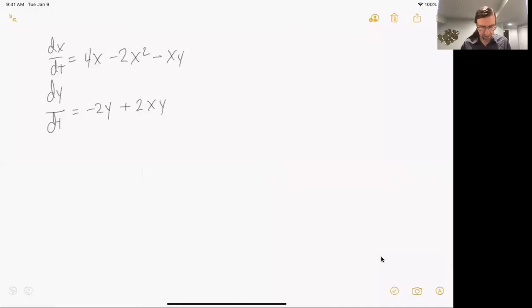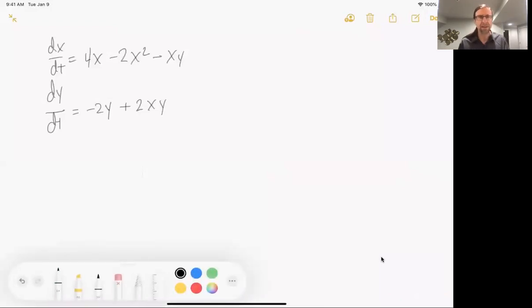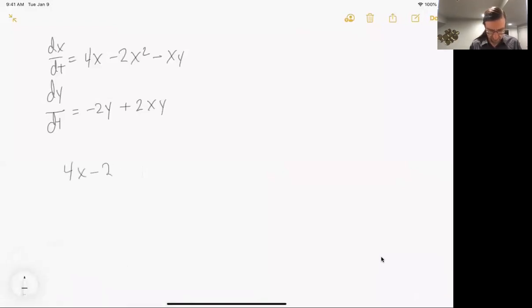So let's just get started. To find the equilibrium points, we set both equations equal to 0, okay? So we've got to set 4x minus 2x squared minus xy equal to 0. That's the first equation. And minus 2y plus 2xy equal to 0, right? Now, to have an equilibrium point, both these equations have to be 0 at the same time.